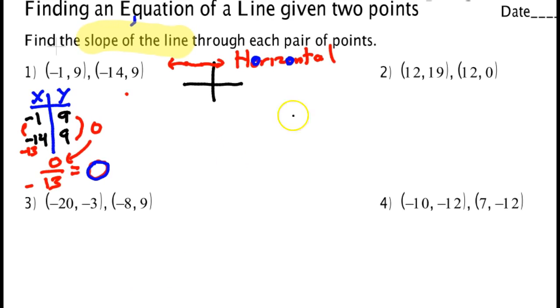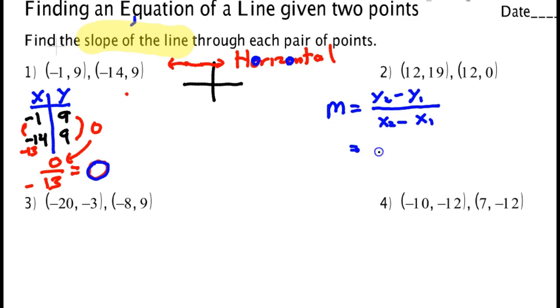Like on number 2, when you try to do the slope here. By the way, I did the table method for slope here, but there's also just the formula method where you put the y's on top and the x's on bottom. So you can use either one. You don't have to do both, but either way.